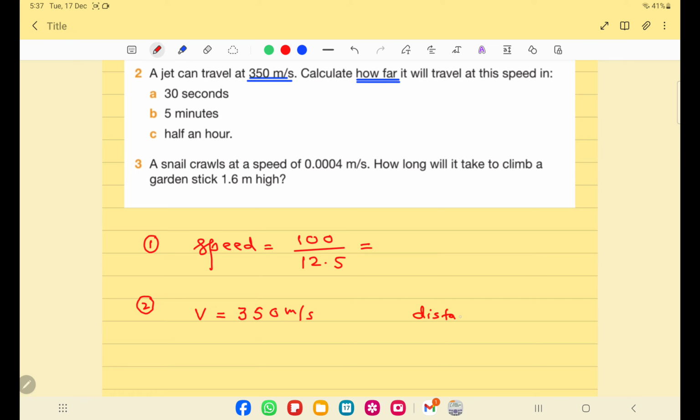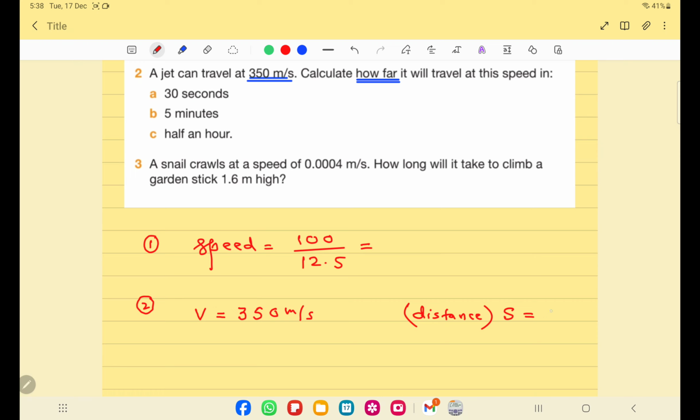And distance is denoted by S. And actually S means separation. So distance is a separation and separation is denoted by S. Most of the students mix it up with speed. It is not speed. Actually in physics, S is the separation, that is distance.